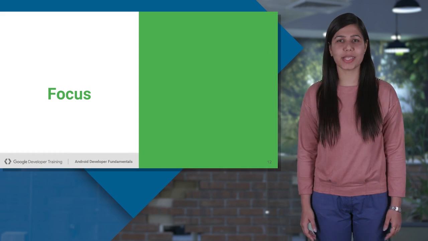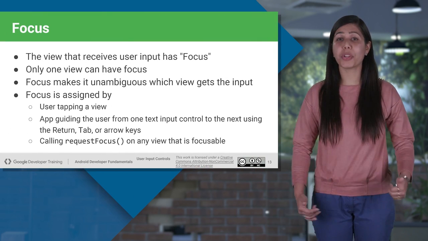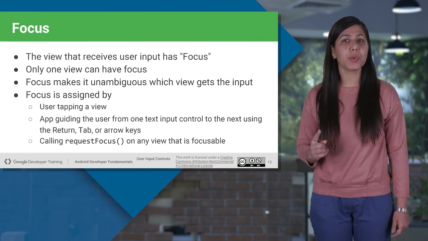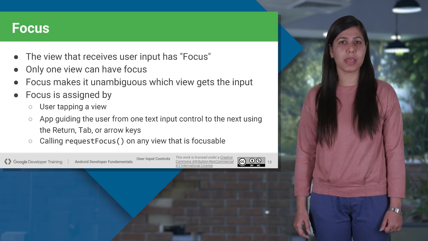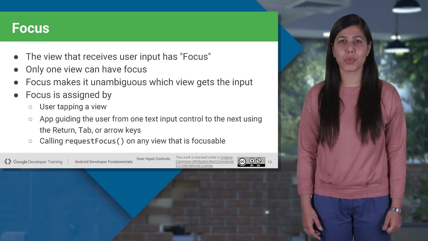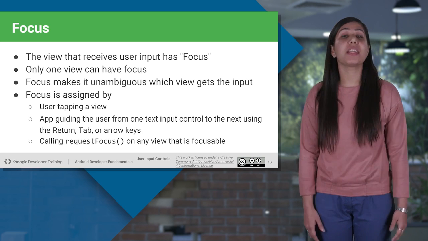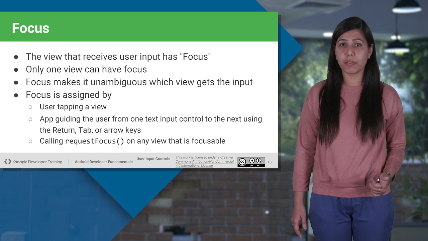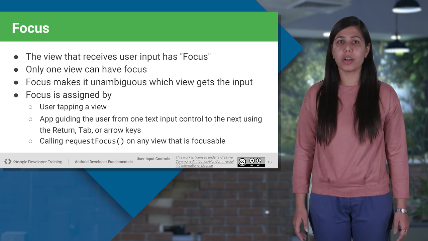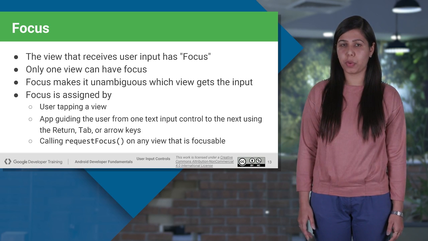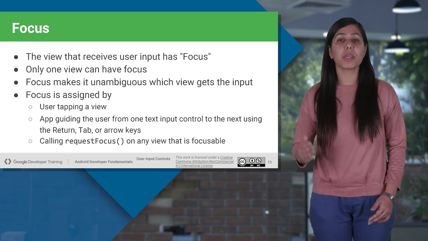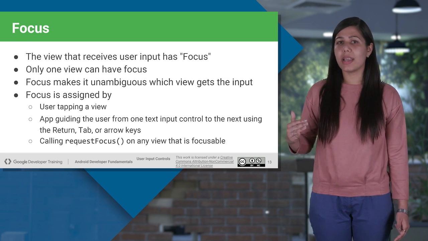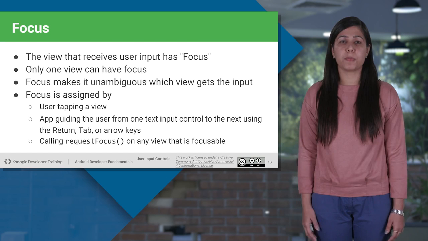Let's now focus on focus. It's important to remember that only one view will have focus at one time. It makes it easy for users to understand which view they are interacting with. Focus can be assigned either by tapping on a view, like a text field, or via an app-defined input flow. For example, by changing focus from one text view to another in an order predefined by you.